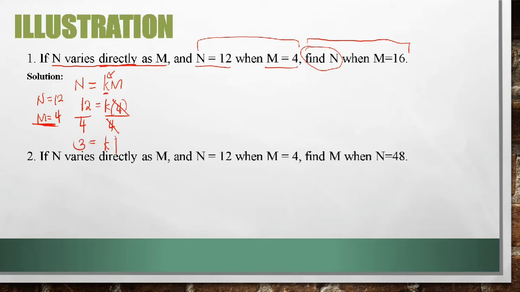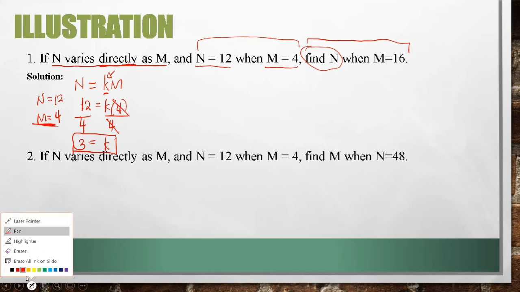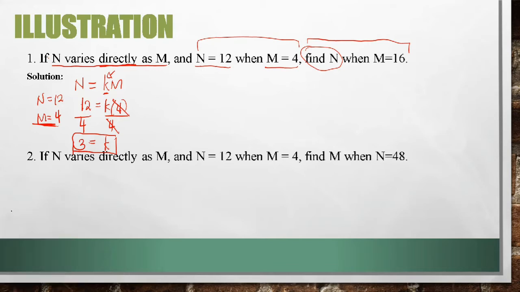So therefore, now we have solved the constant of variation. After finding this constant of variation, we will have the equation of variation. So what is the equation of variation? When we say equation of variation, this is where the constant of variation was substituted to the formula that we have. So, substitute lang natin yung value ng k. It becomes n is equal to 3 multiplied by m.